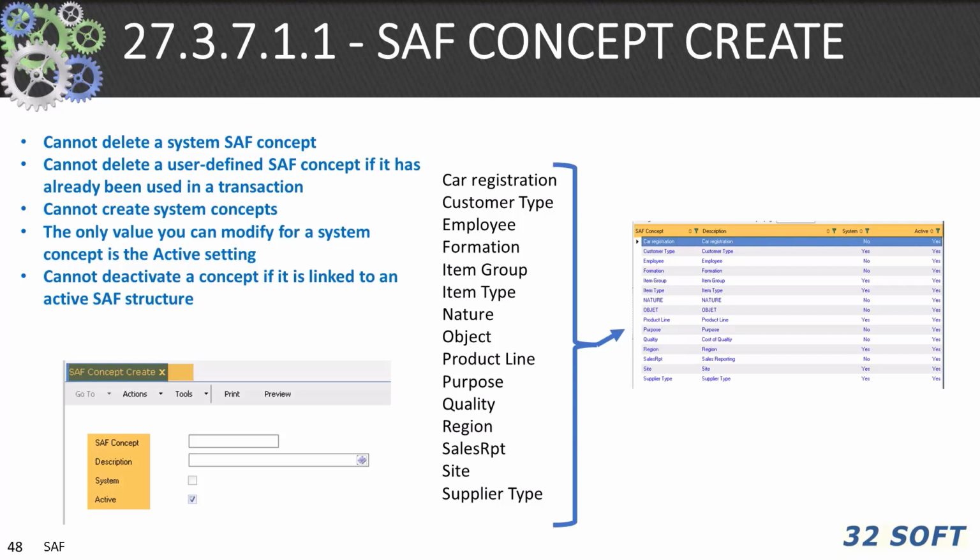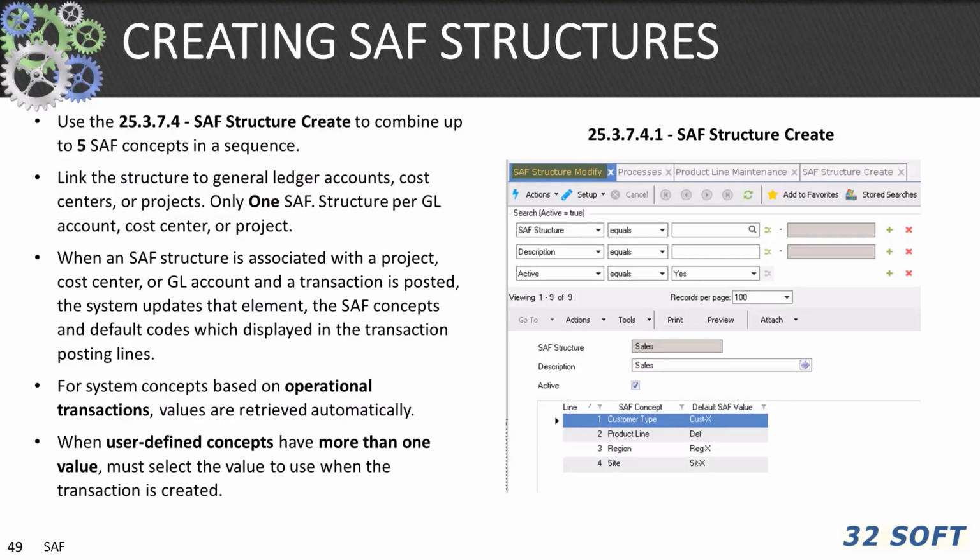There's so many things you can do with things like this, such as look at car registration, customer types, employees, formulations, item types, subjects, purpose, quality, regions, sales reps, sites. So many possibilities. Use 25.3.7.4.1 SAF structure create to combine up to 5 SAF codes in a sequence. Please note, only one SAF structure can be linked to a general ledger account, cost center, or project. When the SAF codes are associated with a project, center, or account, and the transaction is posted, the system updates the elements, the SAF concepts, and default codes in the transaction posting line.